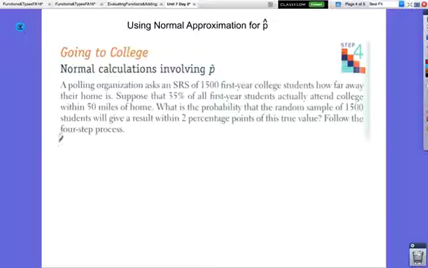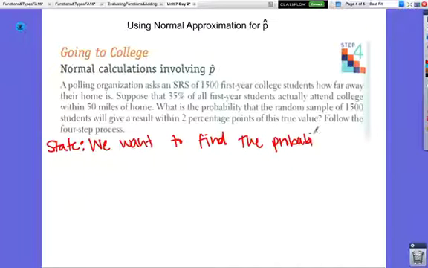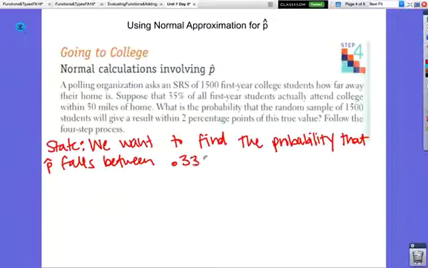All right, so the first thing we're going to do for the 4-step process is to state. So we're going to state what our question is, or basically what they're trying to get us to find. So we want to find the probability that p hat falls between 0.33 and 0.37.